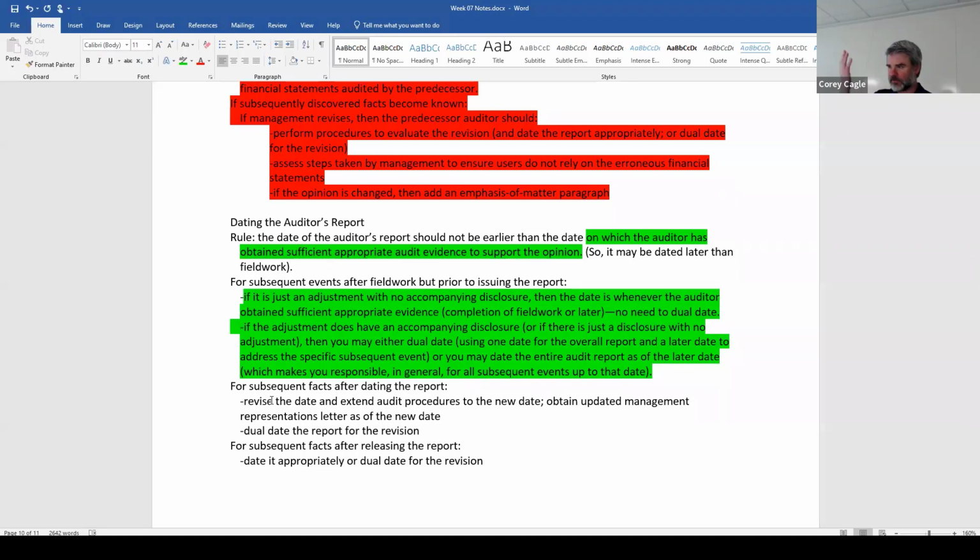But they give some other little what-if scenarios here. We just talked about subsequent events after field work, but before we'd issued the report. What about subsequent facts after we've already dated the report? Well, we can dual date or we can revise the date and extend audit procedures to cover the new revised date. We have to obtain an updated management rep letter as of the new date. A lot of work involved there, right? So that's the allure of dual dating: stick with your original date and dual date this new thing, right?